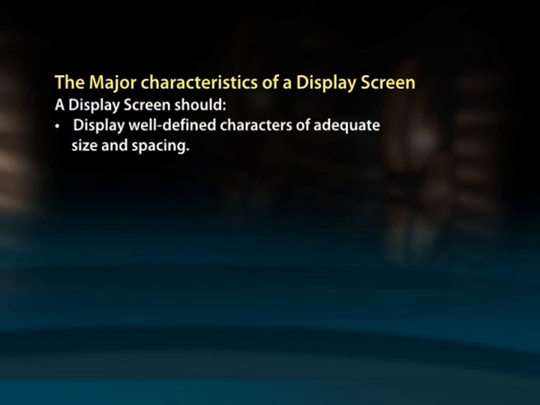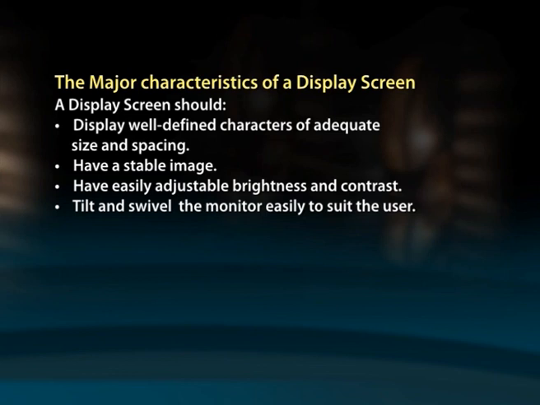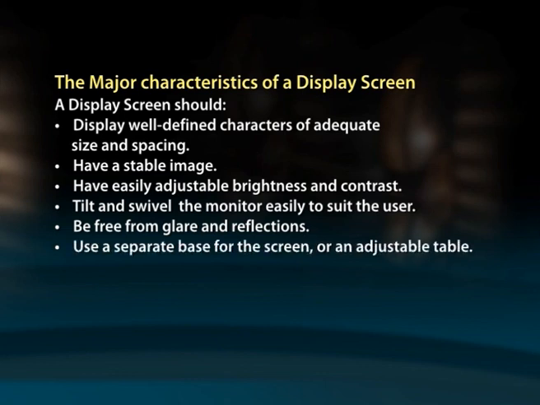Now let us see the major characteristics of a display screen. It should display well-defined characters of adequate size and spacing. It should have a stable image. It should have easily adjustable brightness and contrast. It should be able to tilt and swivel easily to suit the user. It should be free from glare and reflections. It should be able to use a separate base for the screen or an adjustable table.